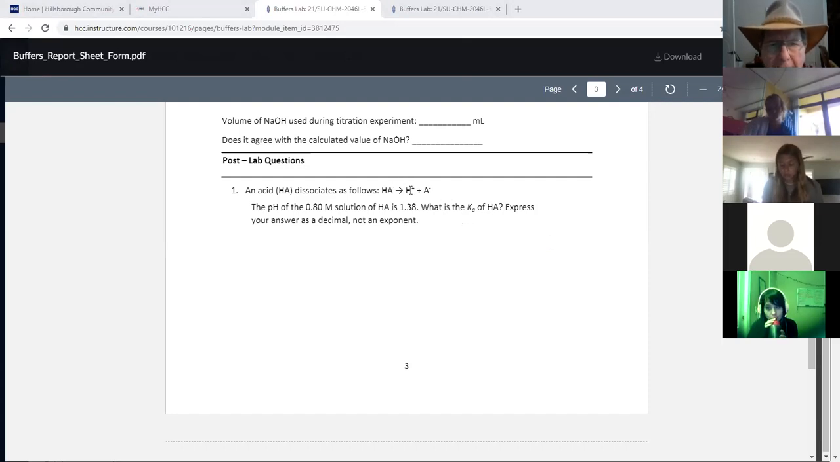At this point, you have an acid, okay? You have the Ka. At this point, you're just doing an ICE problem, okay? You're going to be able to figure out what the Ka is because you're going to look it up.